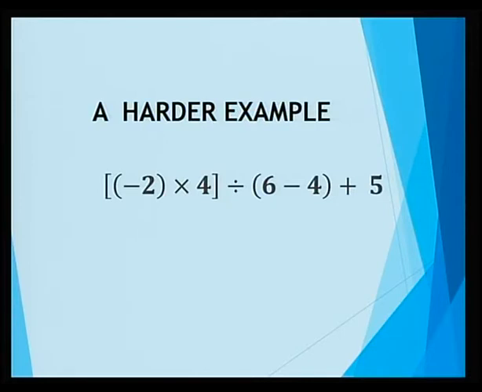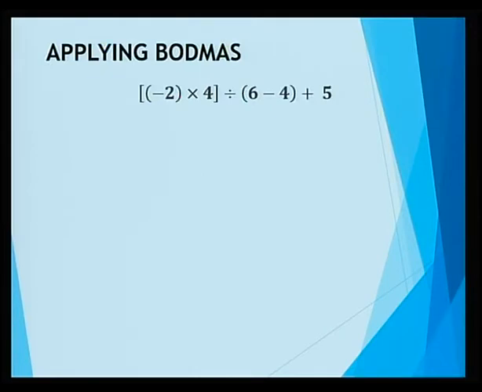Okay, you can see brackets everywhere. So, relax. We'll do it step by step. Now, you've got two brackets. Let's do the two brackets first. That's all. So, that will be minus 2 times 4, which is minus 8, right? 6 minus 4, which is 2, we are left with what? We are left with minus 8 divided by 2 plus 5.